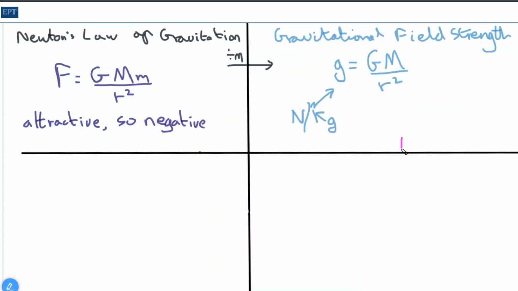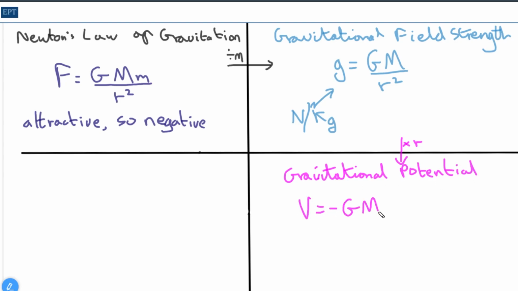Once again then, returning to our highly informative summary grid, you might have noticed that the top two lines are to do with forces. And the next line is going to be about energy. So first of all, we can take the gravitational field strength, multiply by r, and end up with the gravitational potential. As we've seen, it is zero at infinity, and is therefore negative because we are going against an attractive force.